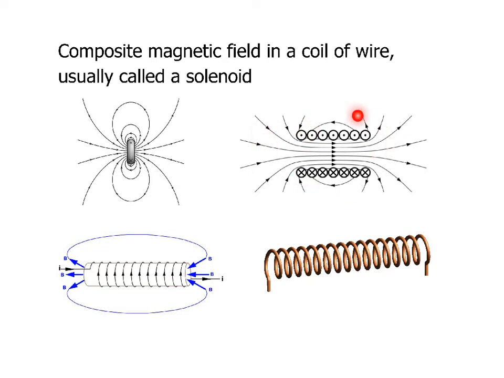It's stronger because there's more loops. There's more loops of wire. It's a bigger coil. So this is basically how you can set up a much stronger type of an electromagnet.